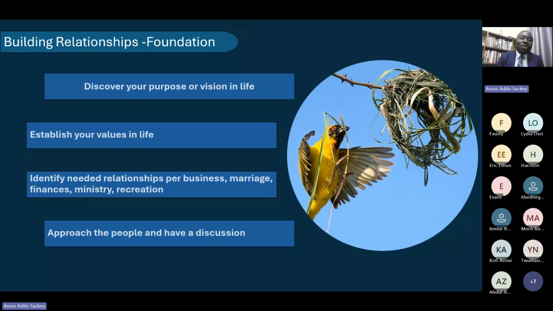And also the third one is to identify needed relationships per business, per marriage, per finances, per ministry, per recreation. You can add on. So there are some relationships.